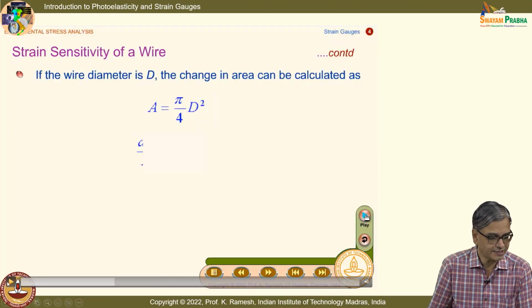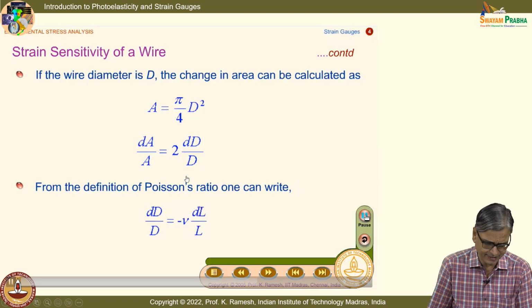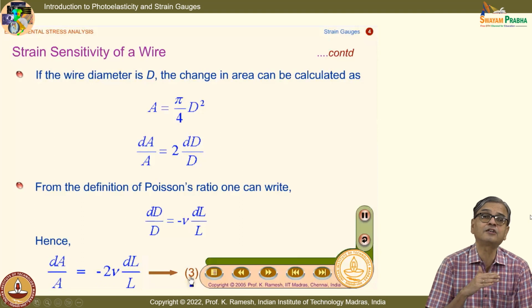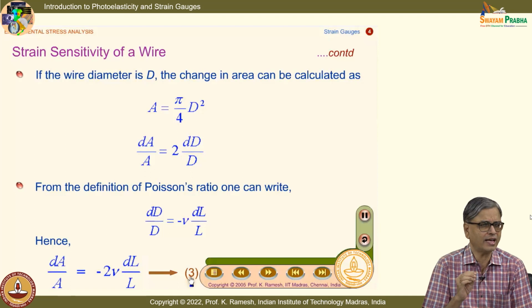So, we have taken a circular cross section. The area is pi by 4 d squared. So, dA by A, I can write as 2 dd by d. Now, I will replace it in terms of the axial strain, which we have looked at in the simple experiment, and this ratio is known as Poisson's ratio. So, I can replace dA by A in my expression in terms of this strain dL by L. This is all high school physics, you have learnt it, you know all this differentiation.